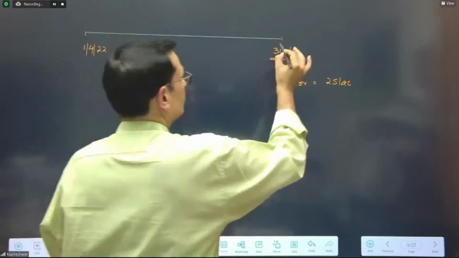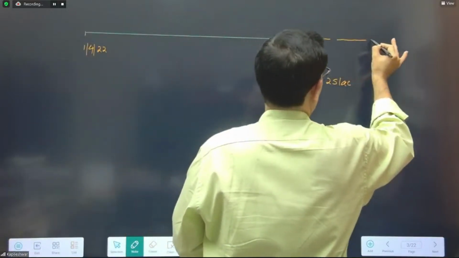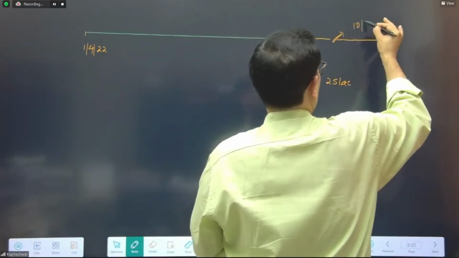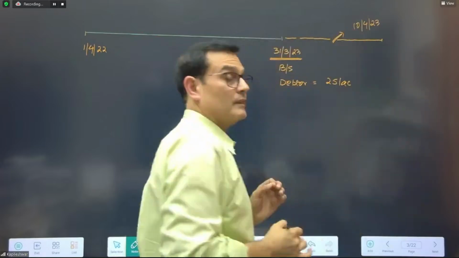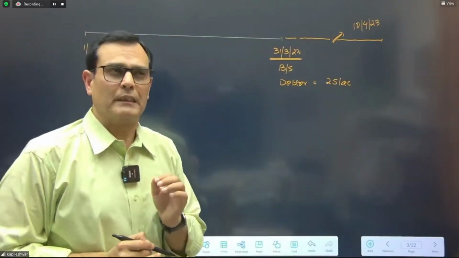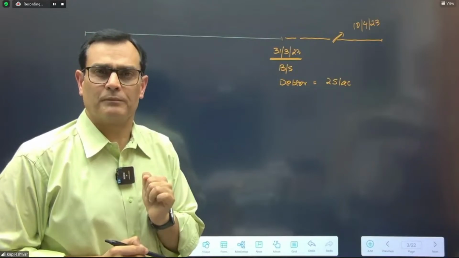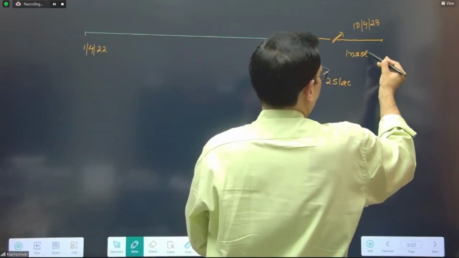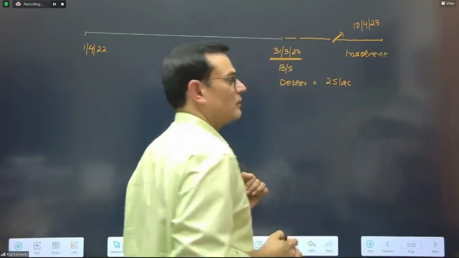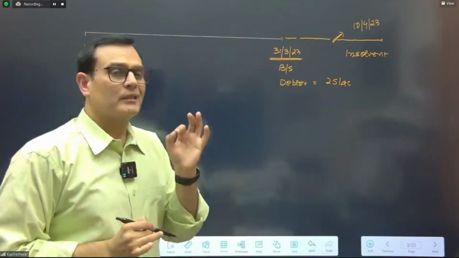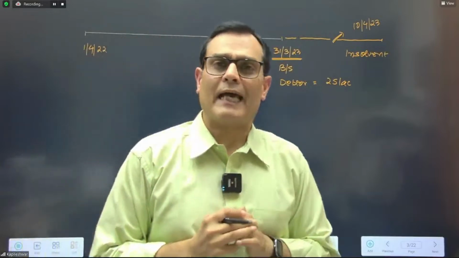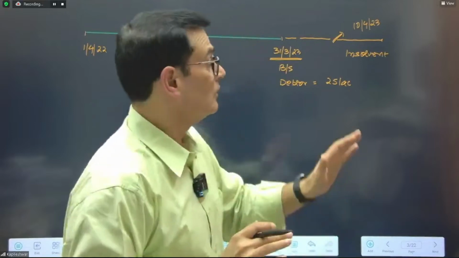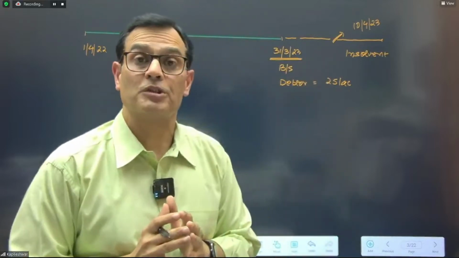Now, let me just extend this time scale. Let us say on 10th April 23, I got information that this debtor has become insolvent. I got this information, that is 10th April, that the court has declared him insolvent. So the court declared him insolvent on 10th April, which is post balance sheet date.